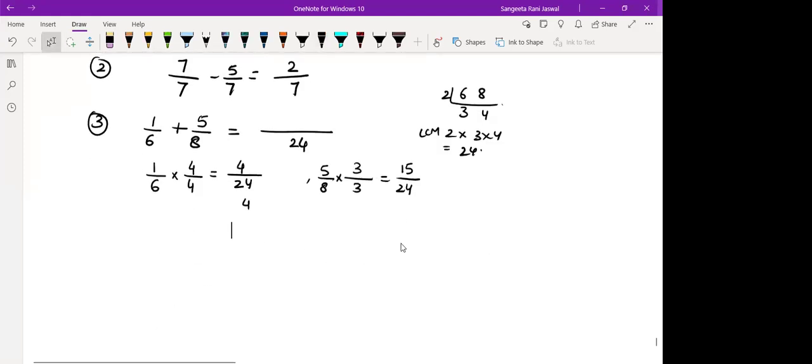So now your denominators are both same. In place of 1 by 6, I can write 4 by 24, and in place of 5 by 8, I can write 15 by 24. That gives me the same denominator and the numerators will just add up. That will become 19 by 24. So your answer is 19 by 24. Ma'am, I got the same answer. Very good, beta. Very nice.